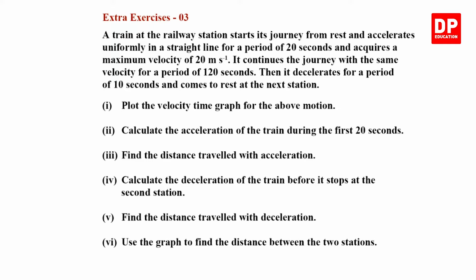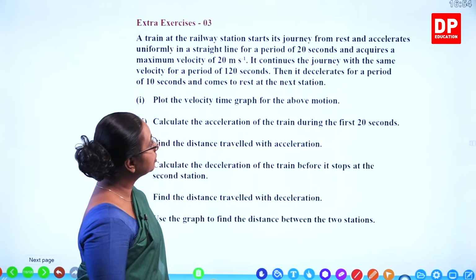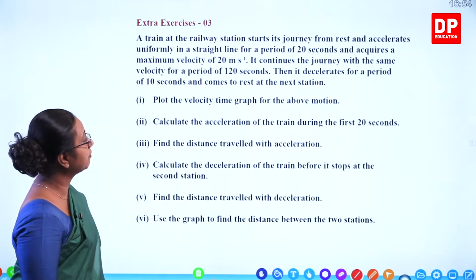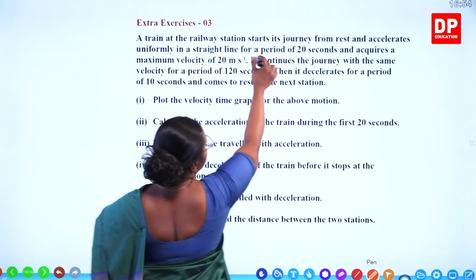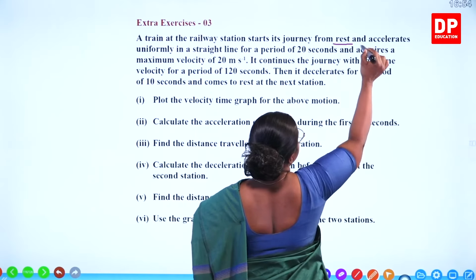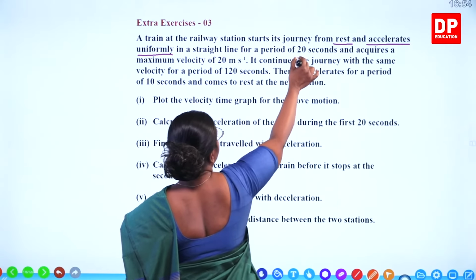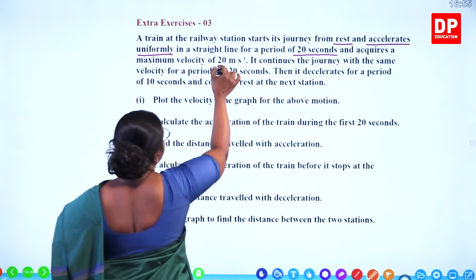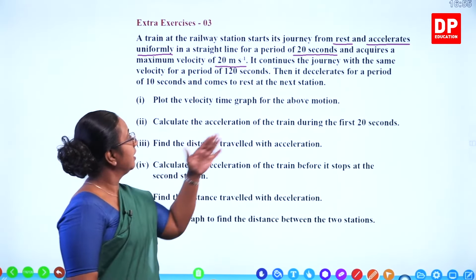This is extra exercise 3. A train at the railway station starts its journey from rest and accelerates uniformly in a straight line for a period of 20 seconds and acquires a maximum velocity of 20 meters per second. So here you can mark the values. Initially it starts from rest and then it accelerates uniformly in a straight line for a period of 20 seconds and acquires a velocity of 20 meters per second. So it will be accelerating.